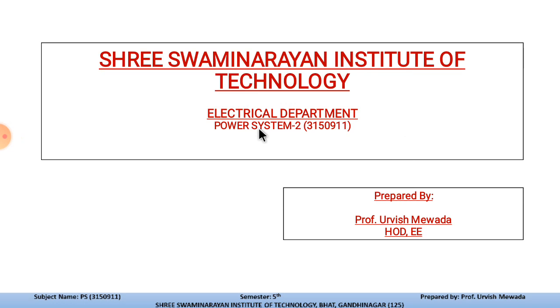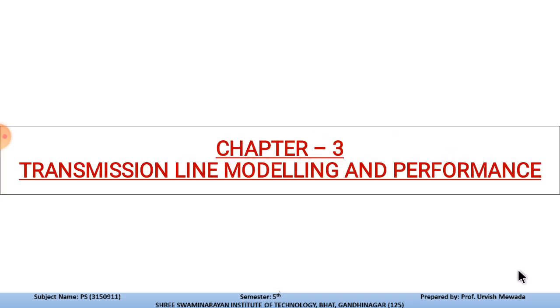I am the subject matter expert of Power System 2, which is in the 5th sem electrical, and the GTU subject code for this subject is 3150911. Students, we are currently studying chapter number 3, Transmission Line Modeling and Performance.